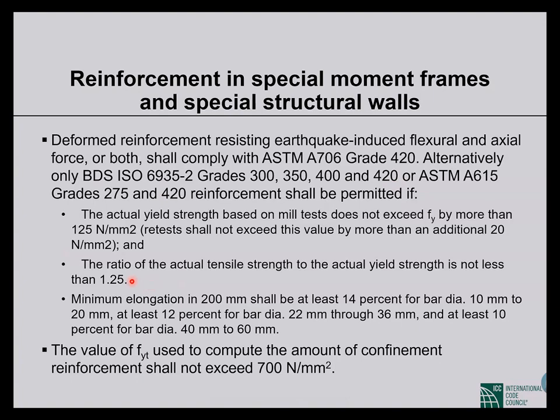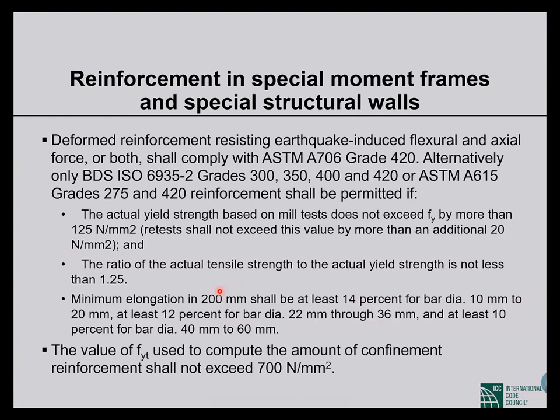So that is important. Minimum elongation in 200 millimeter shall be at least 14% for bar diameter 10 millimeter to 20 millimeter. So elongation. In BDS ISO, there are two limits for elongation. One is elongation at fracture and another is elongation at the highest force, highest stress. But this is different. This is total elongation for 200 millimeter gauge.